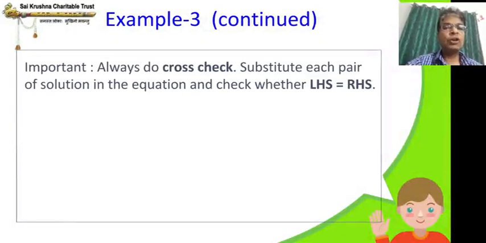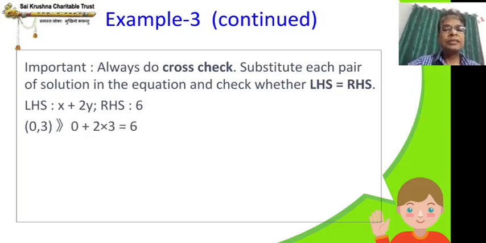Important: always do a cross check. Substitute each pair of solution in the equation and check whether LHS equals RHS. I'll tell you now step by step how to do this. You can do the same thing for the 2 additional solutions you have found, which, if they do not match the solutions I have written, you can cross check to find whether they are correct. LHS is x plus 2y, RHS is 6. This is what is given, correct? x plus 2y equal to 6 is the question.